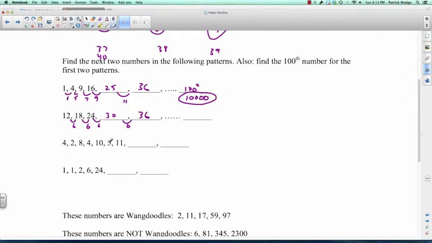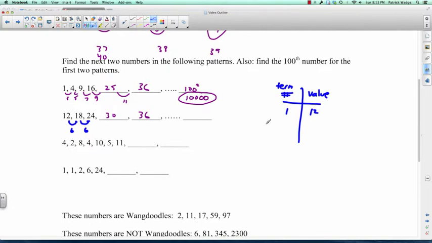So here's a method that will often work for this. Remember we said that this went up by 6. And this went up by 6. What you can do is make a little table, and we'll call it the term number in the first column and the actual value, or the actual number, in the second one. So the first term, the first number, is 12. The second number is 18, and the third number is 24. We can keep going. Fourth is 30, and fifth is 36.